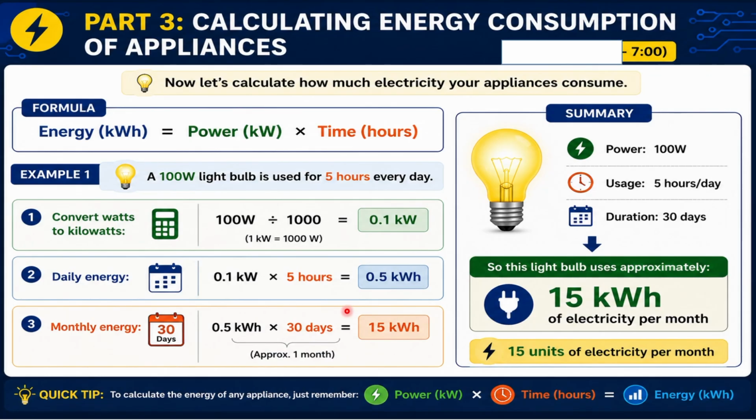Now let's calculate energy consumption of different appliances. So for a light bulb, let's say this light bulb has 100 watt and is used for 5 hours, right? Same thing, we'll divide the power by 1000, and we're going to have 0.1 kilowatt. You multiply the power by the 5 hours, and you're going to have 0.5 kilowatt hour. And for the total month, you're going to have 0.5 kilowatt hour times 30, that is 15 kilowatt hour.